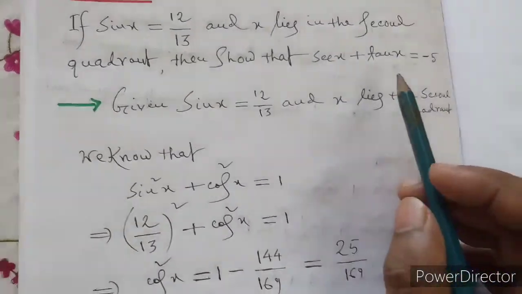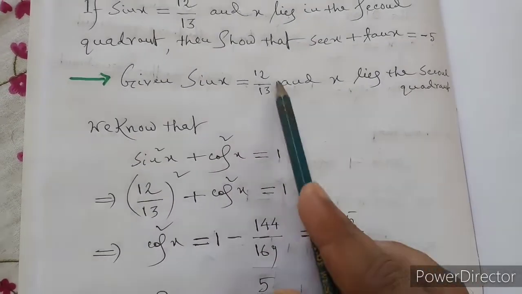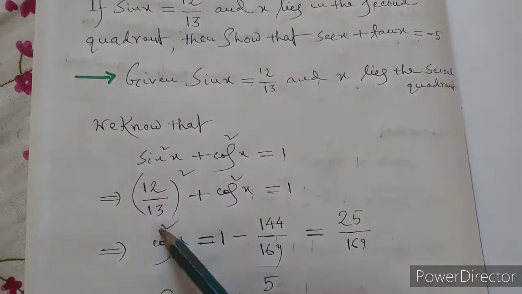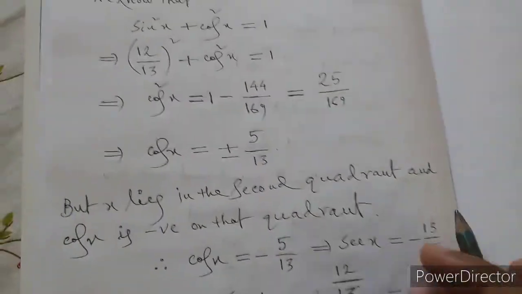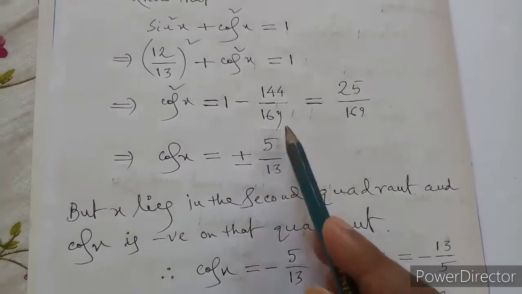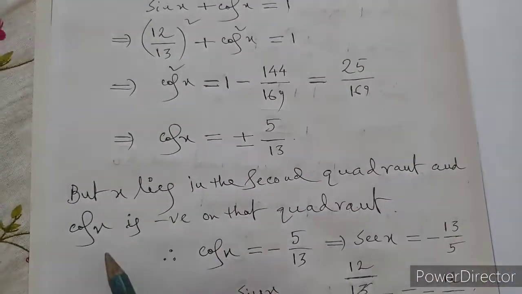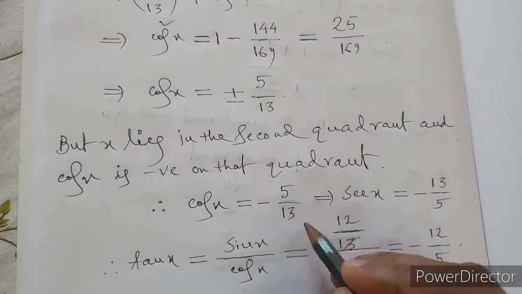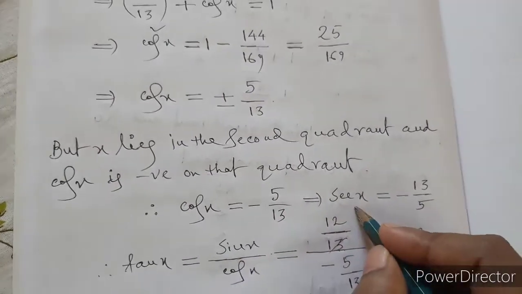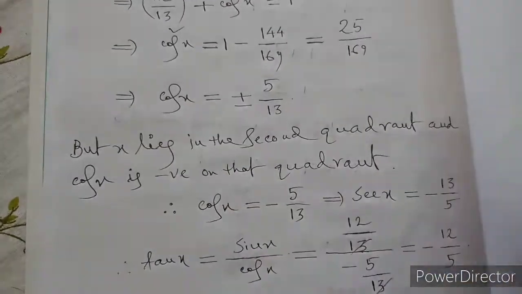So we know that sin square x plus cos square x equal to 1. That means the value of sin x, 12 by 13, put it. So cos square x should be equal to 25 by 169. So cos x should be plus minus 5 by 13. But x lies in the second quadrant and so cos x is negative in that quadrant. So cos x should be equal to minus 5 by 13. So sec x should be equal to minus 13 by 5 because sec x is a reciprocal of cos x.